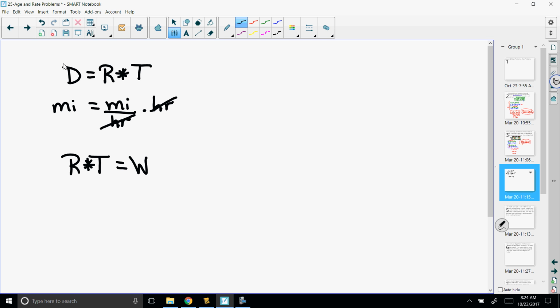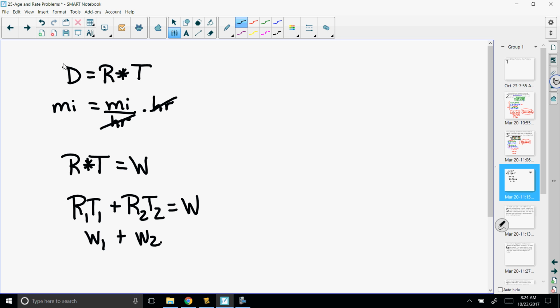And another way to look at it is if you have two people working, the rate times the time of one individual, that's how much work one individual can do. And if I add to it the rate times the time of the second individual, so the work of one individual plus the work of the second individual, that's just going to give you the overall work that can be done. If you're talking about a job that involves multiple people.